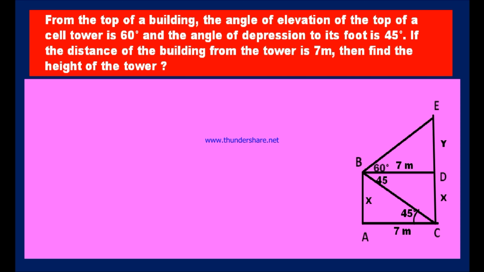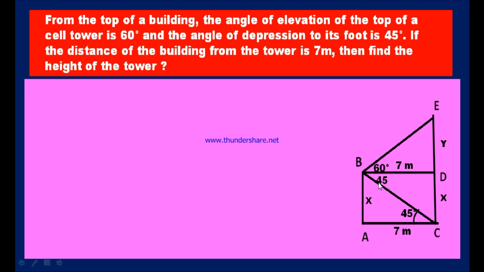Here is the diagram. AB is the building and B is the top of the building. And CE is the cell tower. From the top of the building, the top of the cell tower is seen at an angle of elevation 60 degrees. And from the top of the building, the foot of the cell tower is seen at an angle of depression 45 degrees. The distance between building and the cell tower is 7 meters. This is also 7 meters.